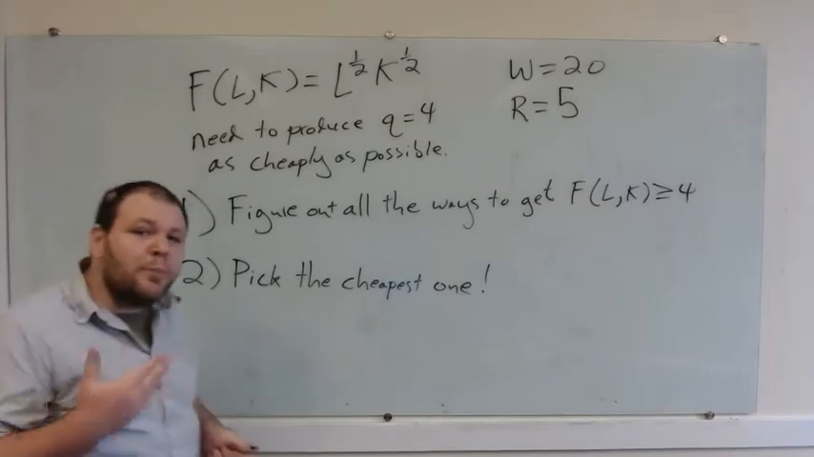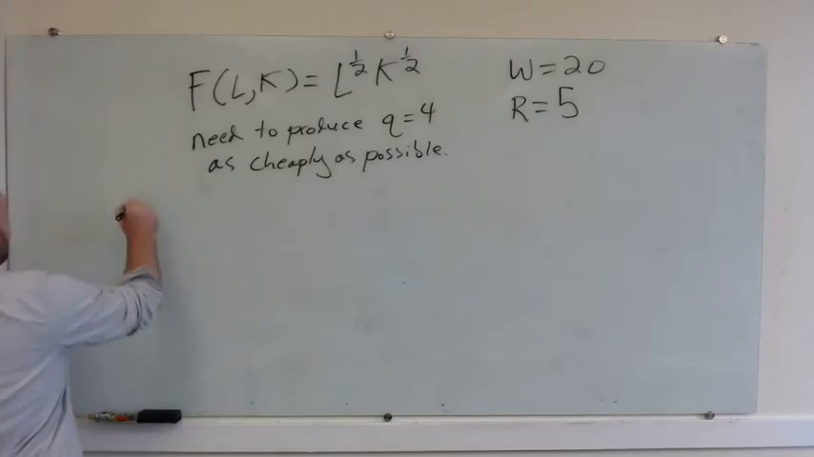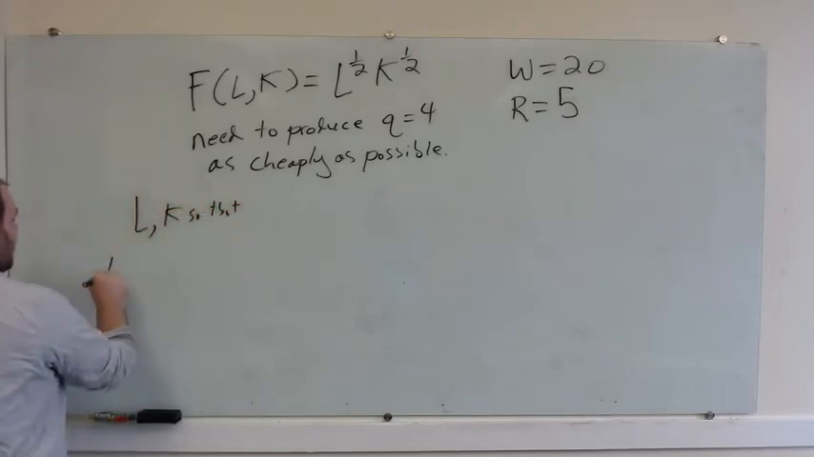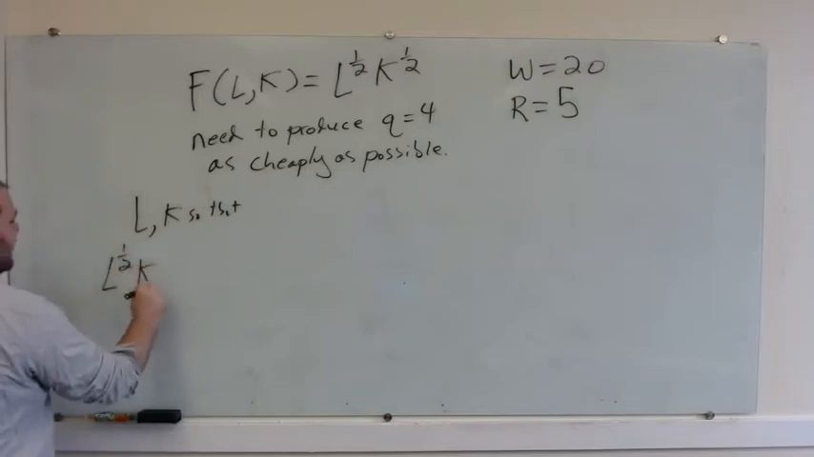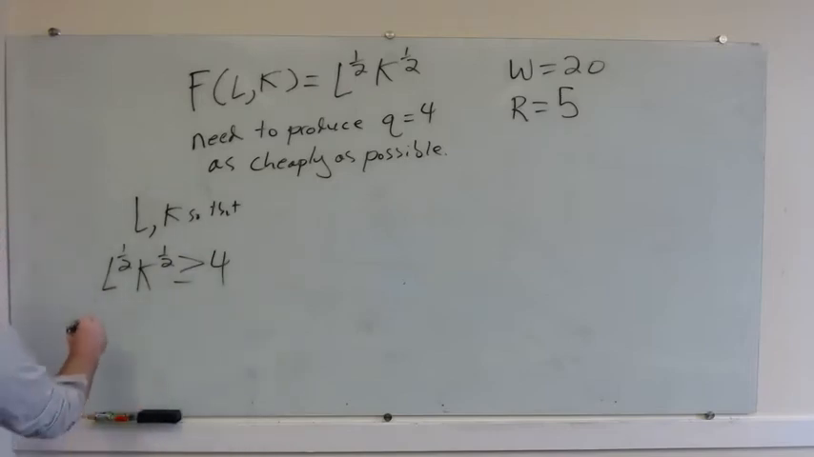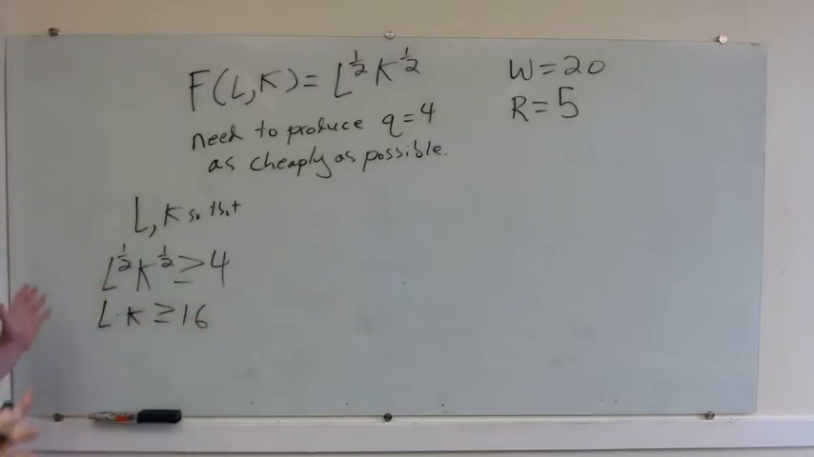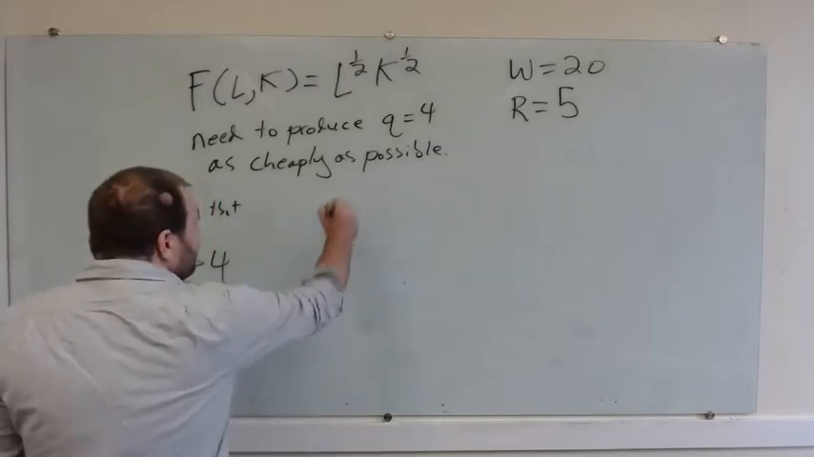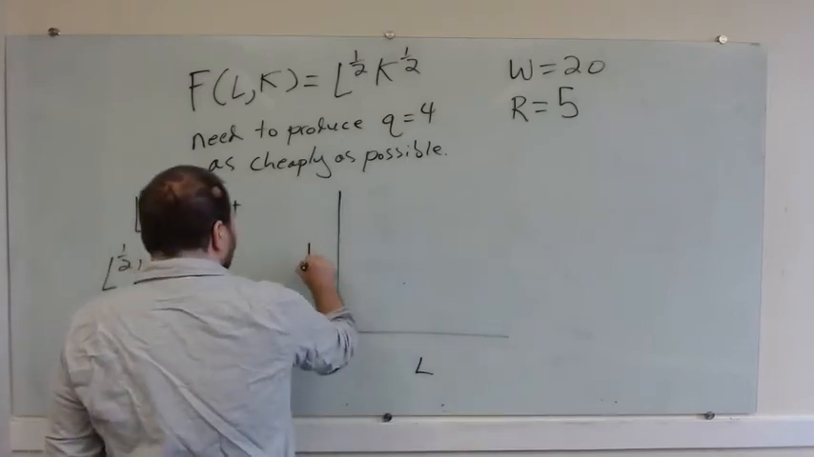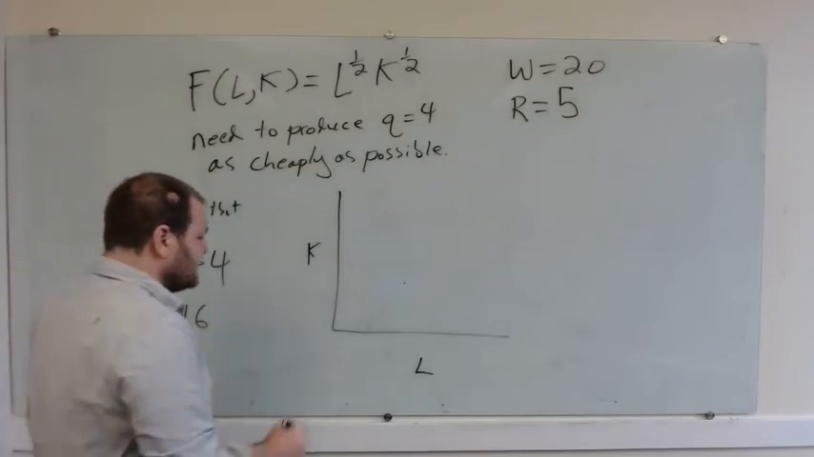So we'll start with this first part, right? What are all the ways that we could produce 4 tons of potatoes? So to do that, we're going to need all the L and K. So then, L to the 1/2 times K to the 1/2 greater than or equal to 4, which is of course to say that L times K greater than or equal to 16. Just square the whole thing to make things easier. So if we're going to graph this, I'm going to put labor on the horizontal and capital on the vertical. Let's just consider various combinations that'll give us L times K equals 16.